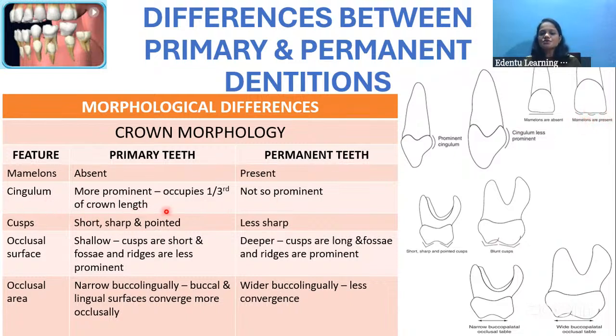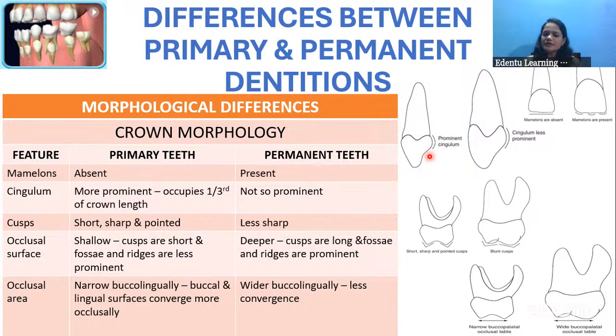Now coming to the cingulum. The cingulum will be very prominent in the case of the primary teeth. You can see the prominent cingulum here. Whereas in the permanent teeth, it will be less prominent. This prominent cingulum occupies about 1/3 of the crown length in the primary teeth. If you look at the lingual surface of most of the primary teeth, the cingulum is utilizing most of the area of the tooth.